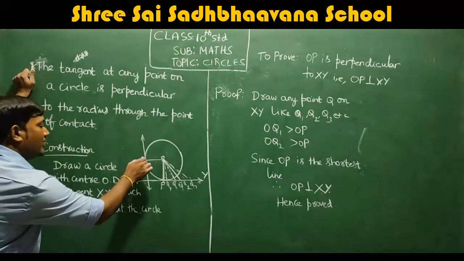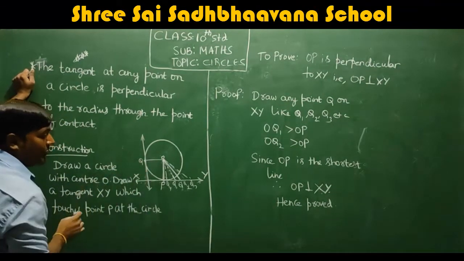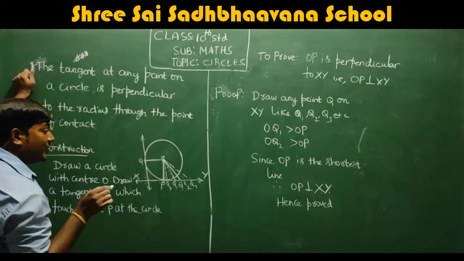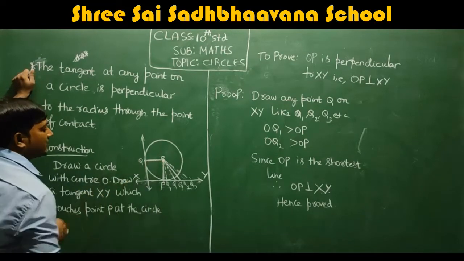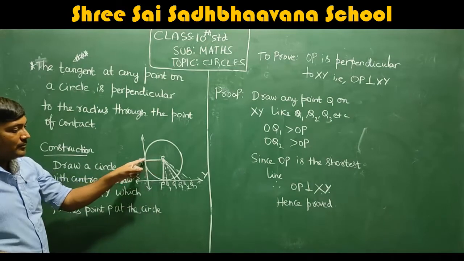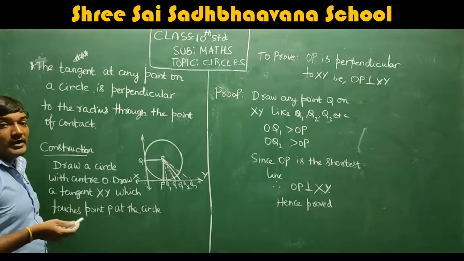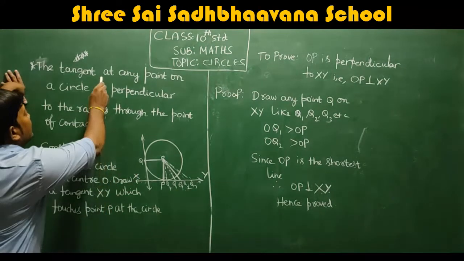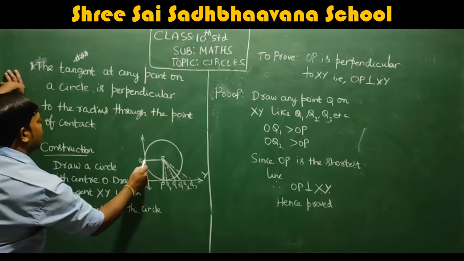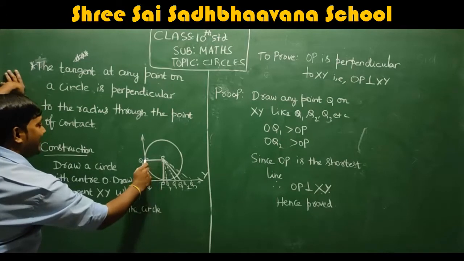So it means I drew a tangent here at a point, Q, and I drew a line which passes through the point of contact. From where did I draw the line? I drew it through the radius. I draw a line through the point of contact. So if you join O and Q, that will become a radius. That is the meaning here. The tangent at any point on a circle is perpendicular to the radius.